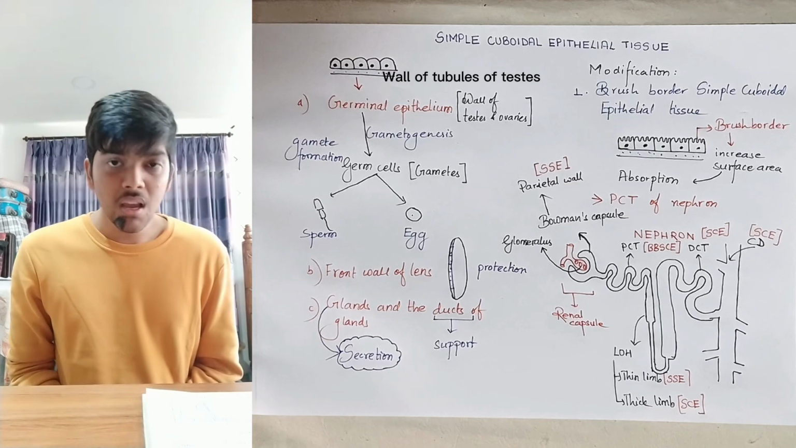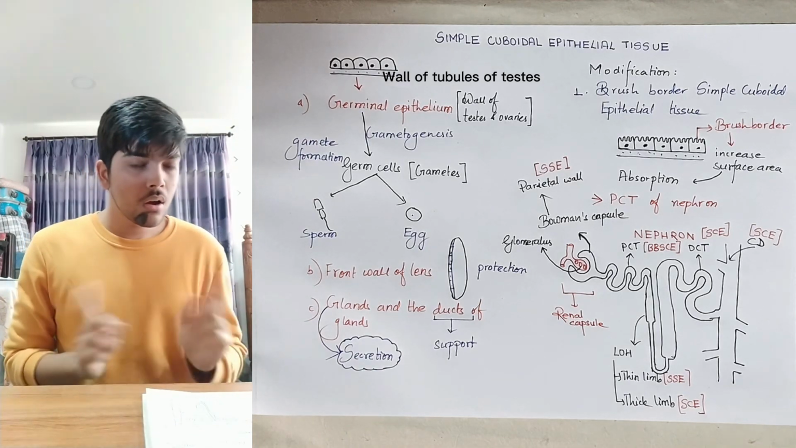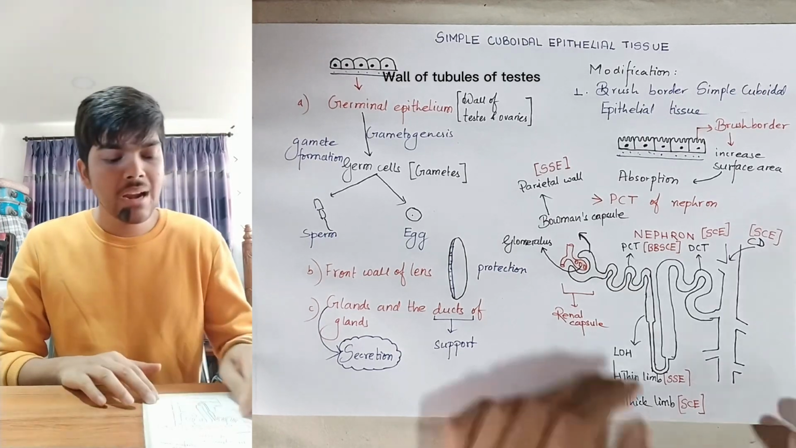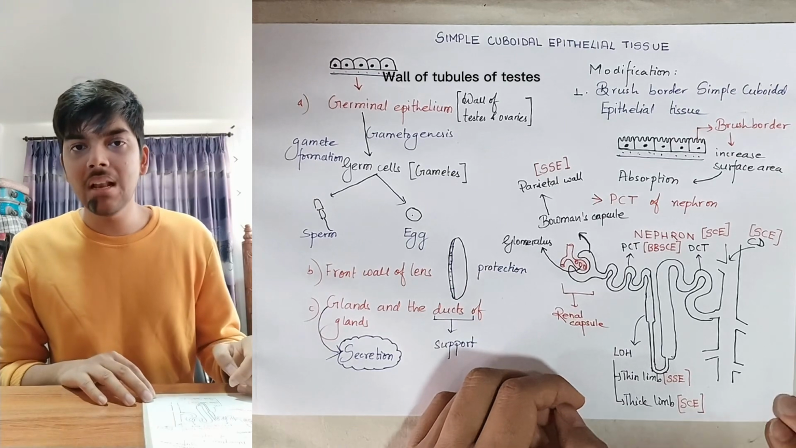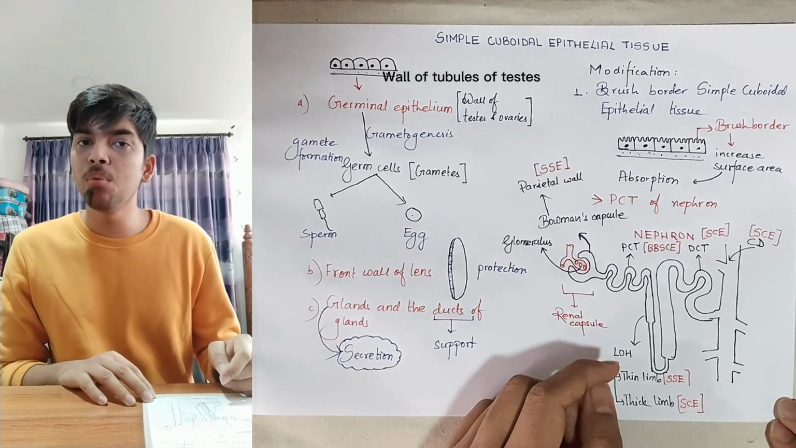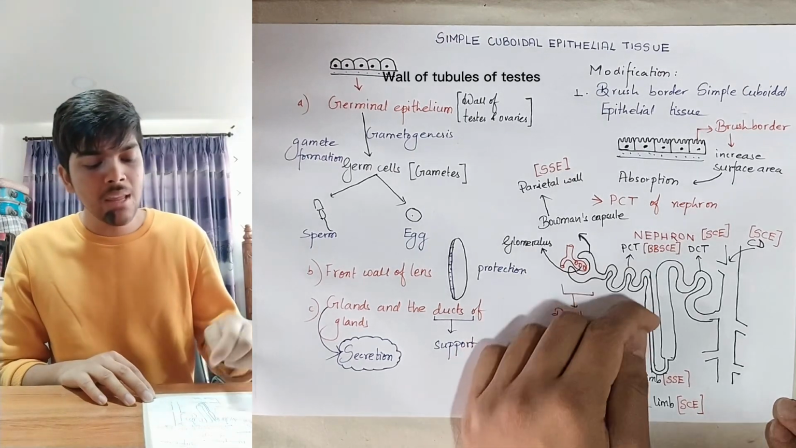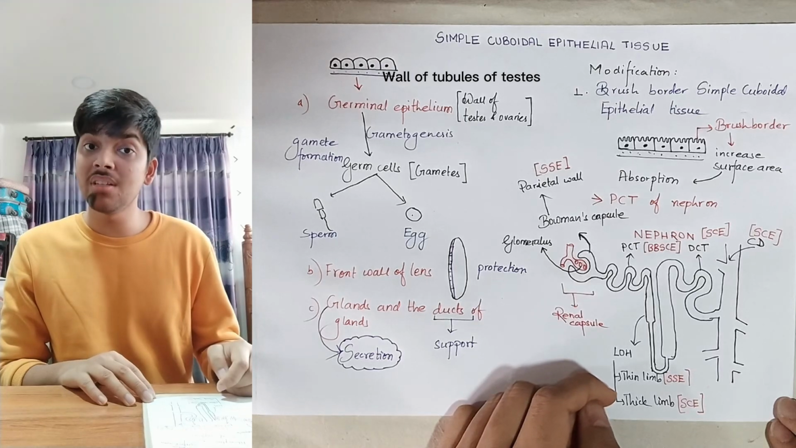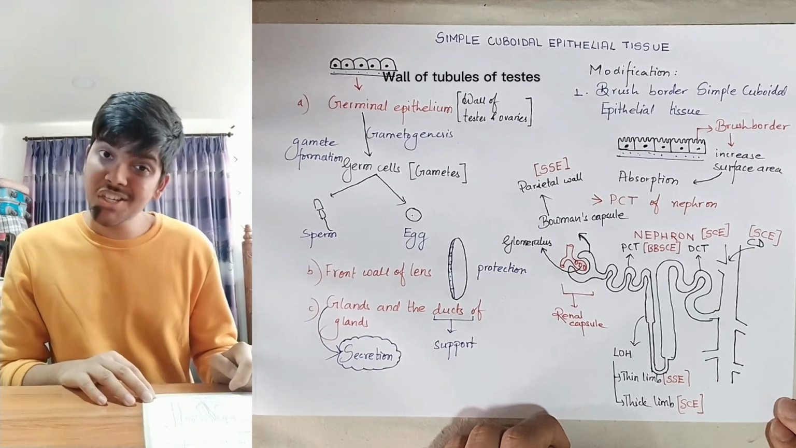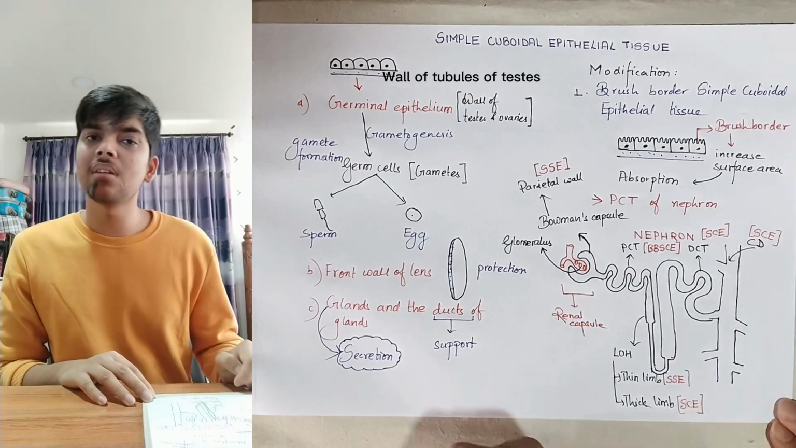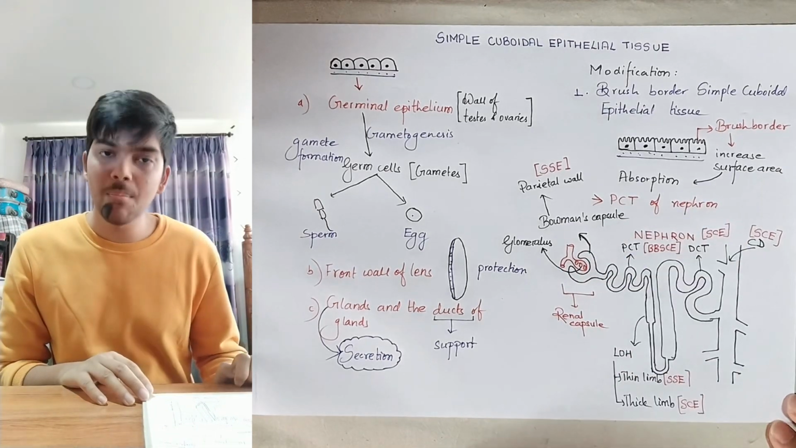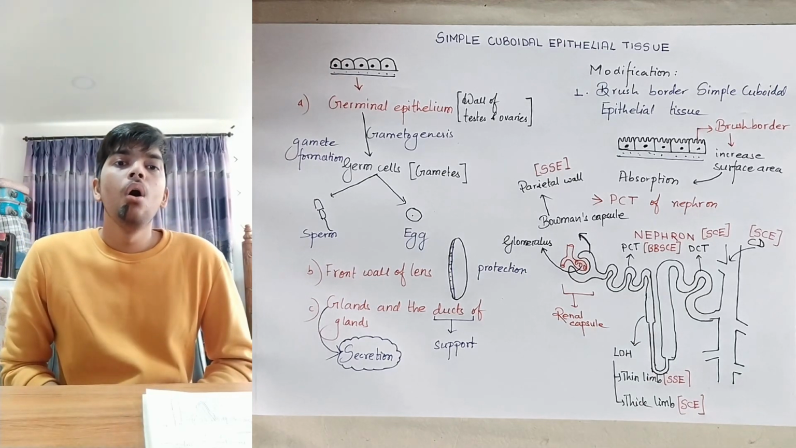In the nephron, the Bowman's capsule has its parietal wall lined by simple squamous epithelial tissue. The proximal convoluted tubule consists of broad border simple cuboidal epithelial tissue. The thick limb of loop of Henle consists of simple cuboidal tissue. The thin limb of loop of Henle consists of simple squamous epithelial tissue. The distal convoluted tubule consists of simple cuboidal epithelial tissue, and the collecting duct consists of simple cuboidal epithelial tissue.